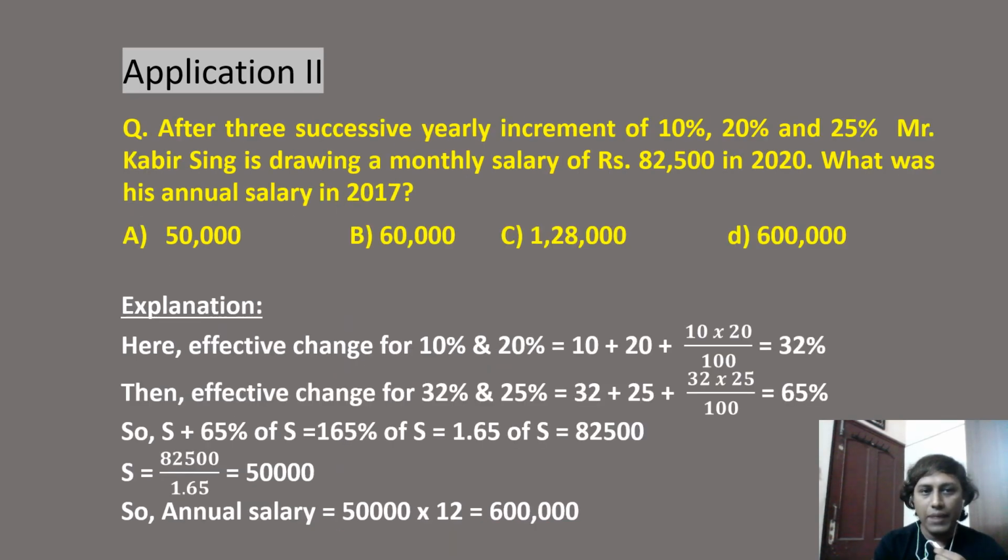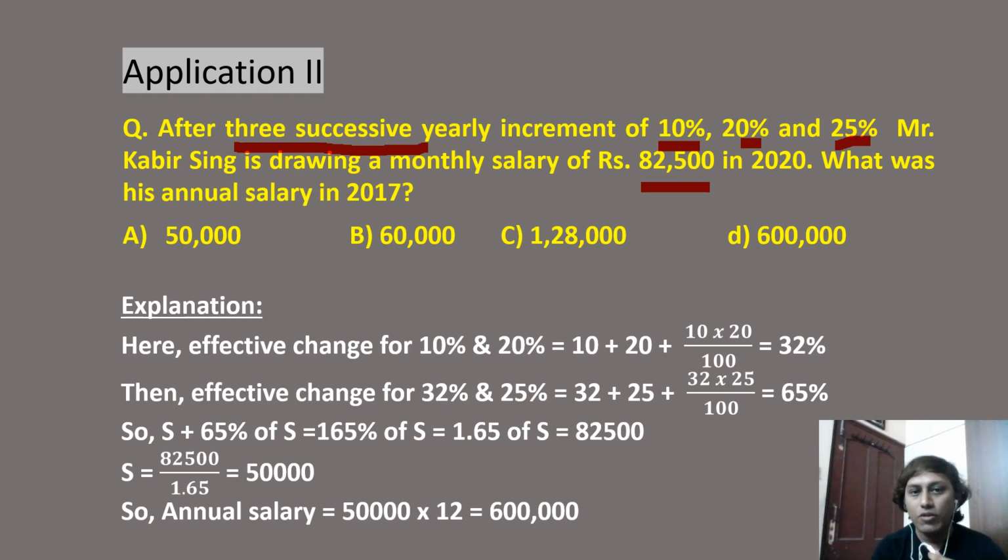Let's take another application guys. Look at this question. After 3 successive yearly increments of 10%, 20% and 25%, Mr. Kabir Singh is drawing a monthly salary of 82,500 in 2020. What was his annual salary in 2017? Options are 50,000, 60,000, 1,28,000 and 6 lakh. Alright.